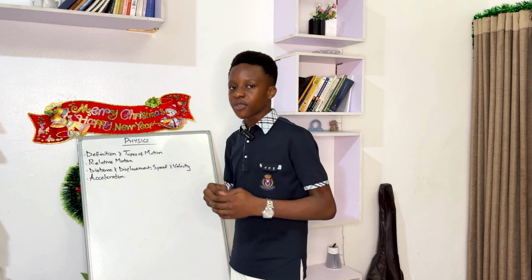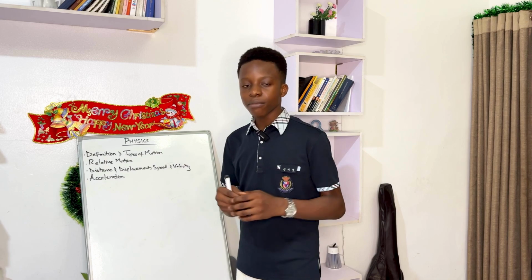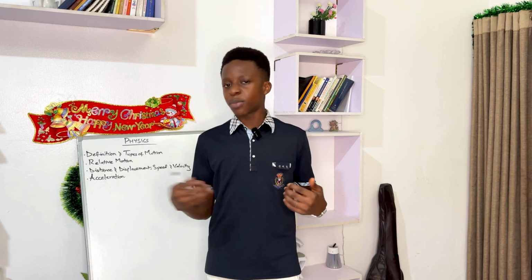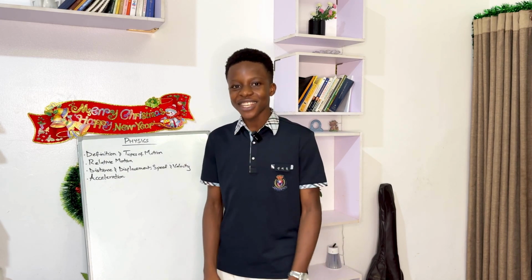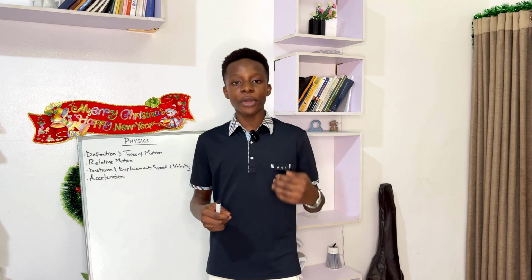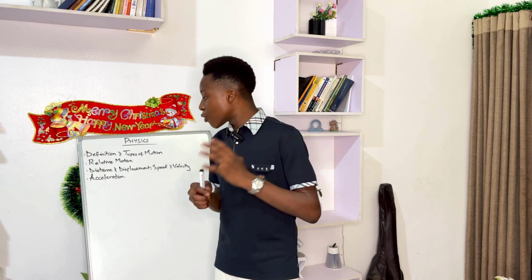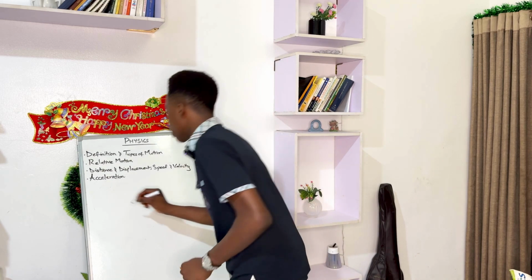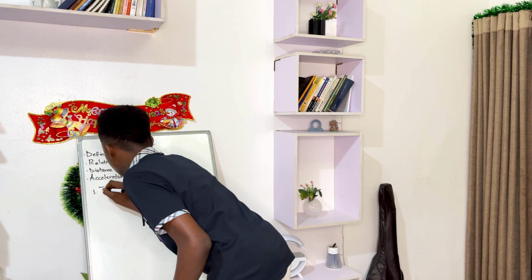The definition and types of motion. What is motion? Motion is the movement from point A to point B. Duh, that's obvious. But what are the types of motion? Because there are obviously ways you can get from point A to point B. So there are 4 basic types of motion. Number 1, there is translational motion.